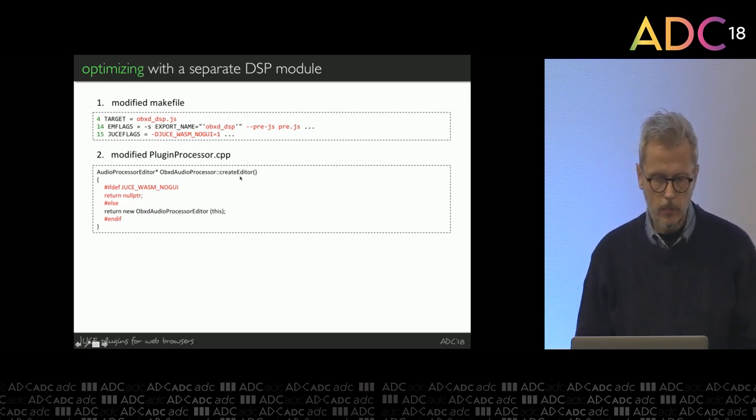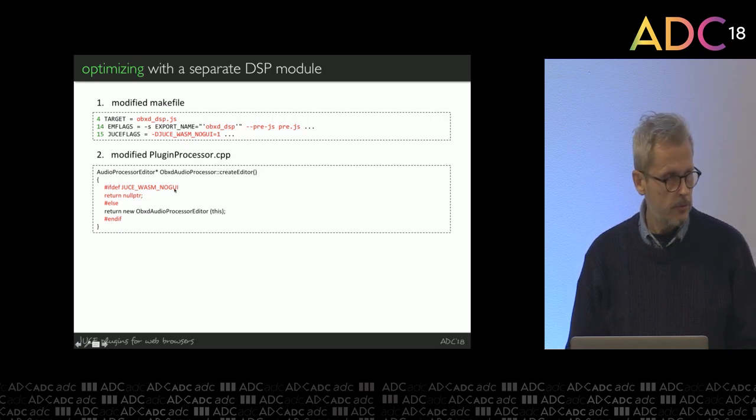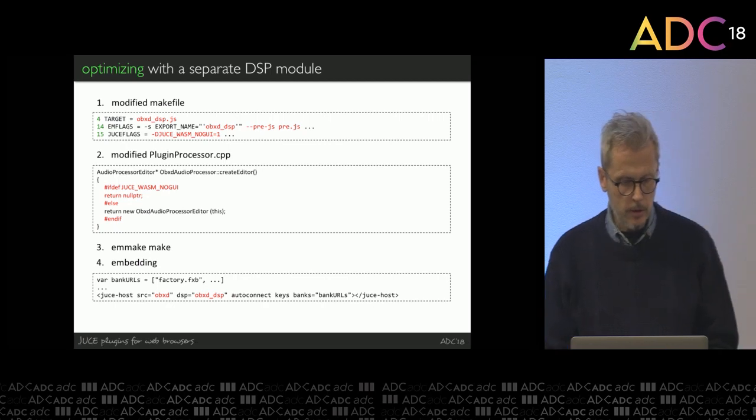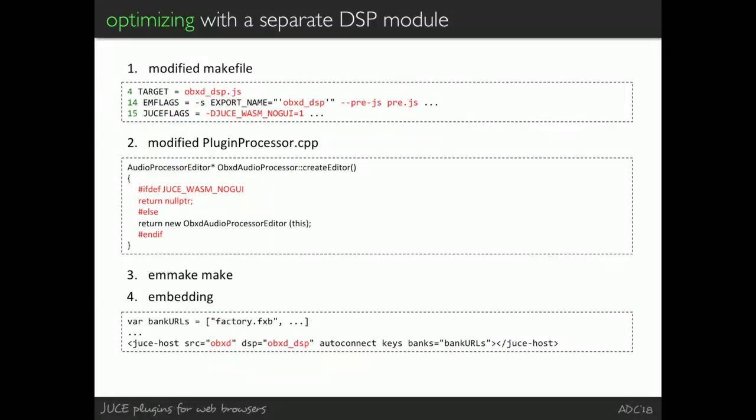So in the create editor call, I'm just testing this define if it's available or not. And then again make and embed it into the web page. This now has a couple more attributes. Keys will give it a soft keyboard, and these banks will load some URLs for default content.